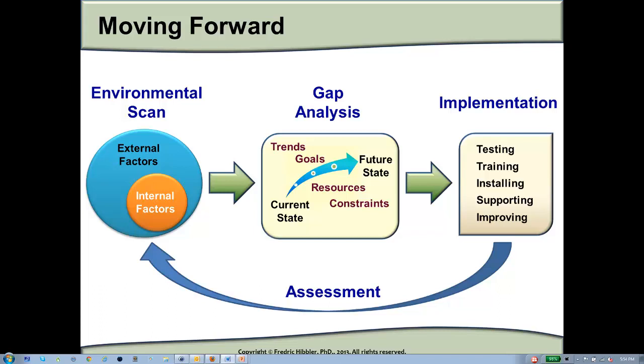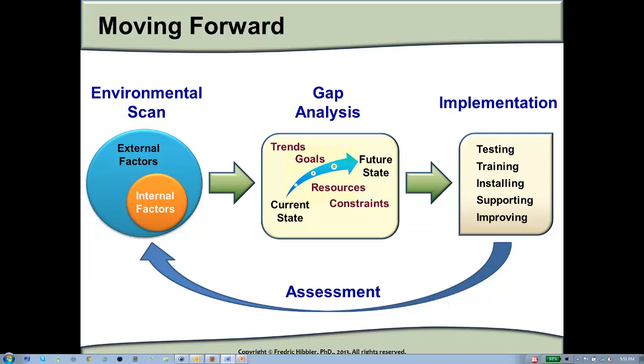Once the environmental scan is complete, the company will know its current state. Then the company needs to assess how it's going to move from its current state to its future state. The analysis behind how a company moves from its current state to its future state is called the gap analysis. Traditional gap analysis takes into consideration trends, goals, resources, and constraints. Once a company is confident they understand the direction of their future state and the effort and resources required to move to that future state, they can begin the implementation process.